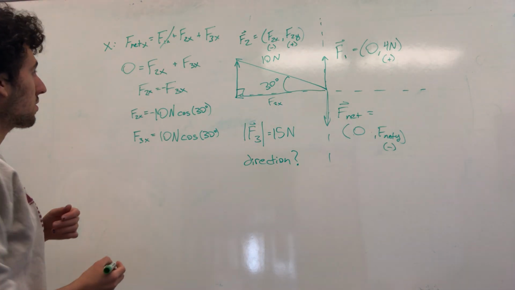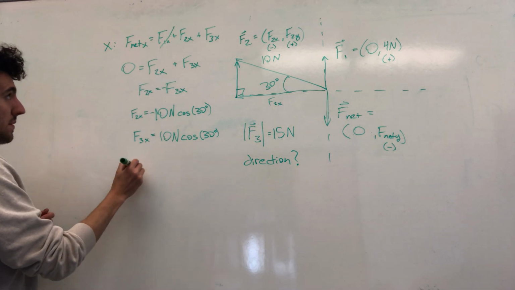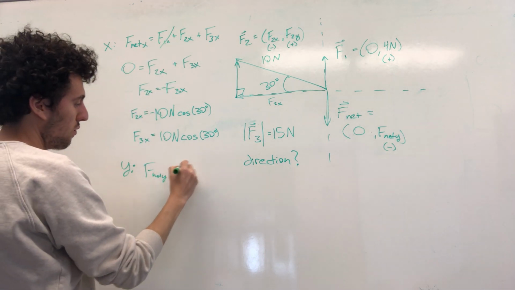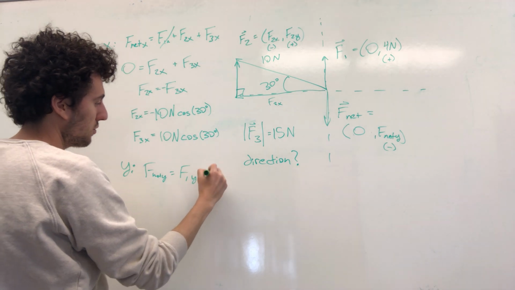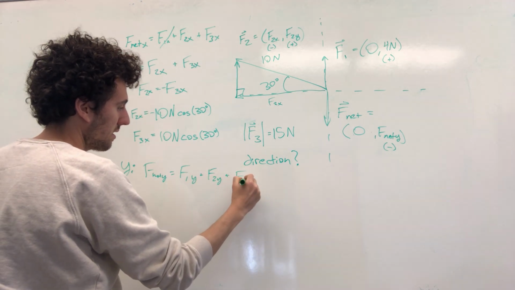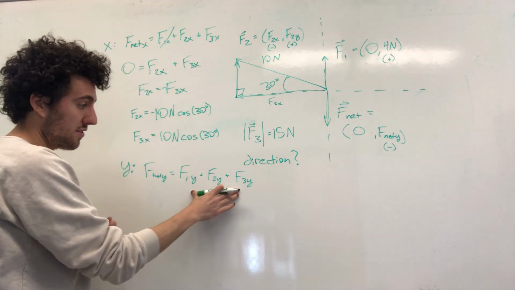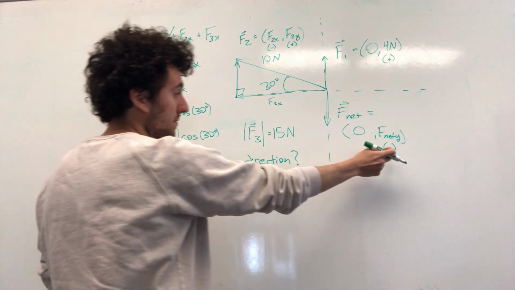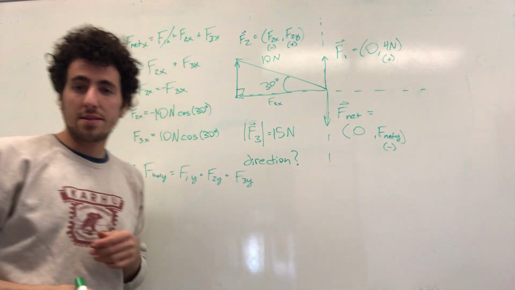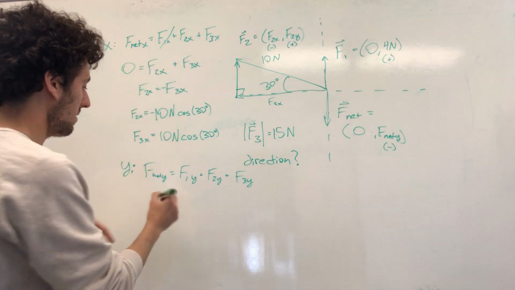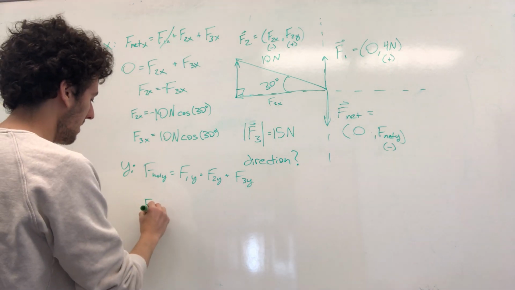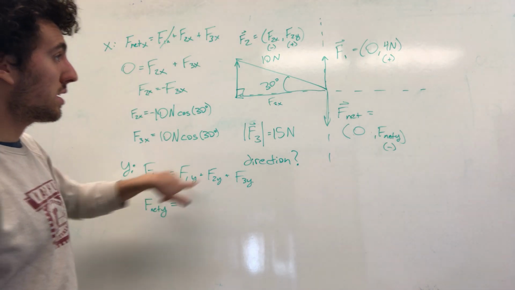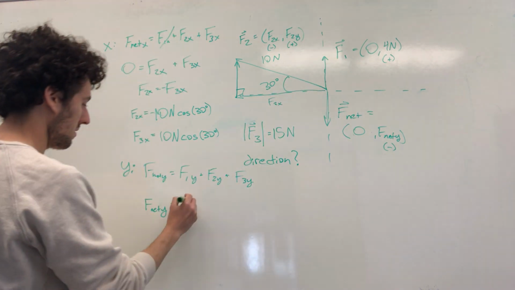So now let's go for our y component. So same type of equation up here, f net y equals f1y plus f2y plus f3y. Just saying that all the individual y components add up to the net. F net y is negative. We know that. We don't know its magnitude, but we know that's negative. So we'll just leave it as f net y.